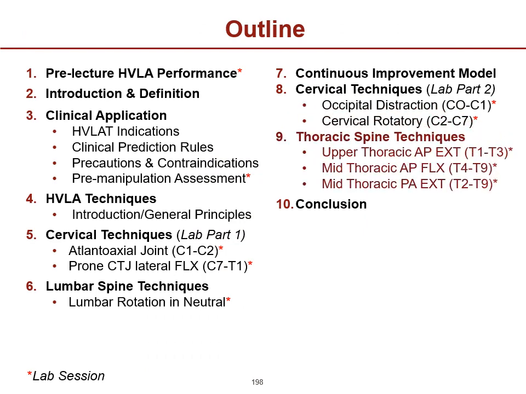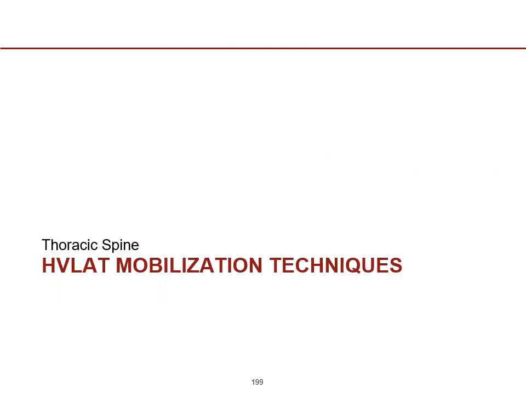All right, last but not least, we're going to move through the thoracic spine techniques, and this includes the upper thoracic AP extension, mid-thoracic AP flexion, and mid-thoracic PA extension. So the thoracic spine high-velocity mobilization techniques.